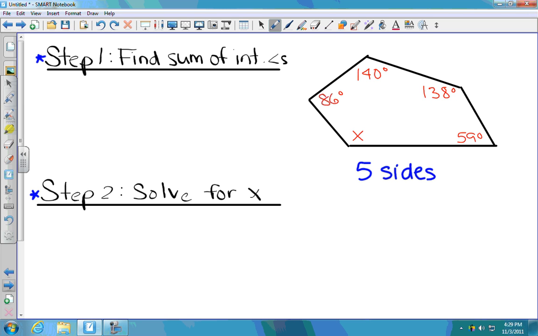So what you need to do now is you need to pause this video real quick. Just try this question on your own. And then when you're done, you can start the video up again so that you can see if you completed the steps correctly and solve for x correctly. So pause your video right now, and then we'll get started again later.